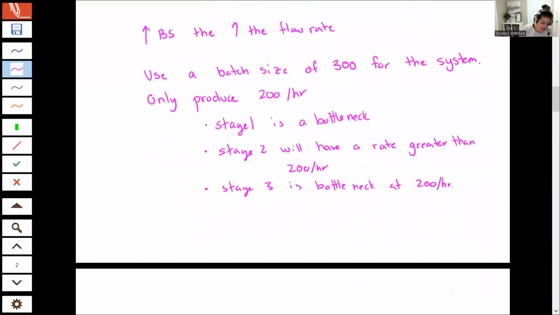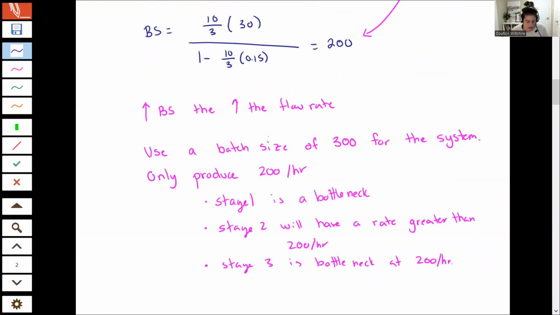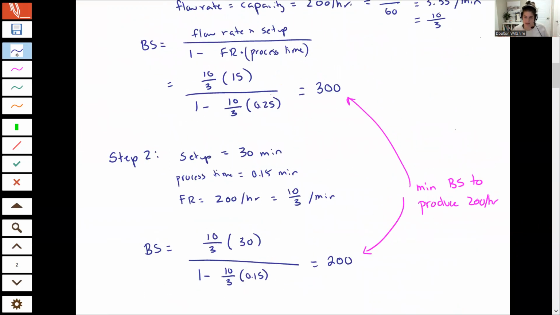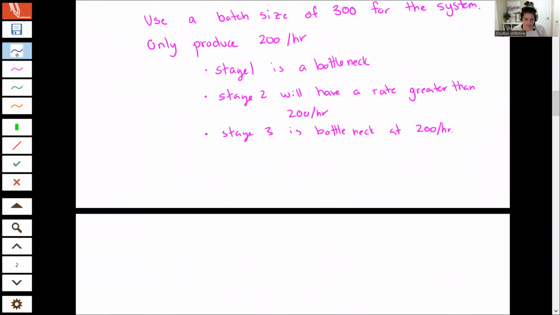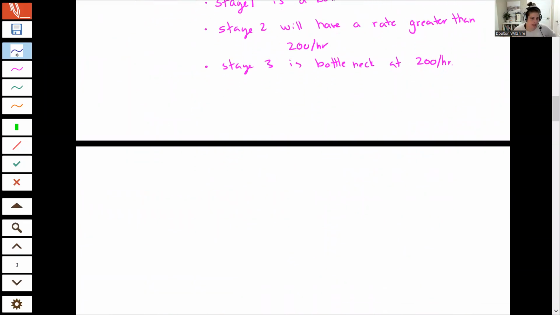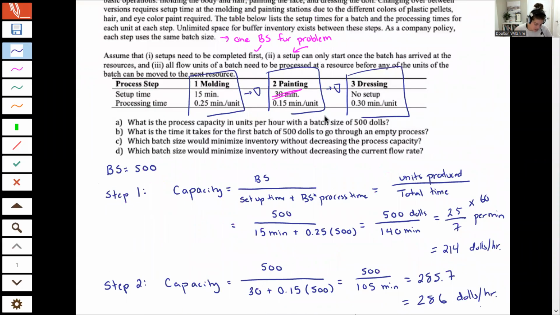Now I know in the textbook, I think they go through and find the break-even point between stage 1 and stage 2. I didn't ask you to find the break-even point, so I would honestly just solve for both and then pick the larger of the 2 numbers, knowing that really what you've done is created the minimum batch size required there. Now we get to part D, which asks which batch size would minimize inventory without decreasing the current flow rate?